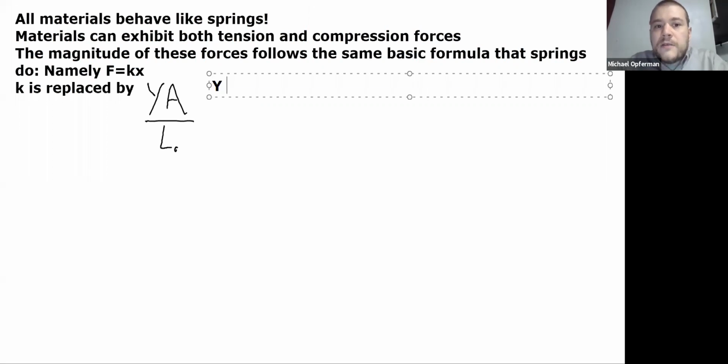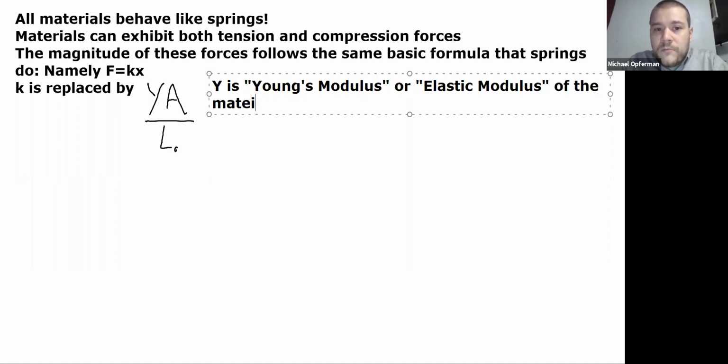Okay, Y is called the Young's modulus, also known as the elastic modulus of the material. This is one of the main parameters they use in the world of engineering to describe what a material is like. So you can look up online if you want to, what's the Young's modulus for wood? What's the Young's modulus for concrete? What's the Young's modulus for steel? What's the Young's modulus for bone? And you can find how these different materials behave in the same sense as the spring constant.